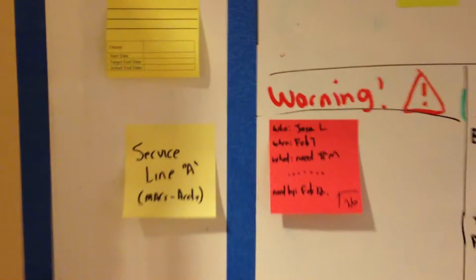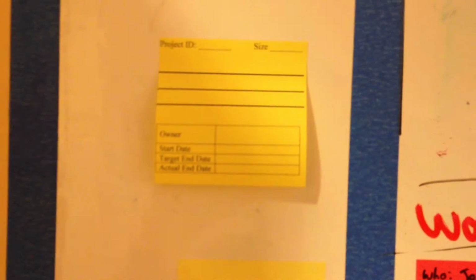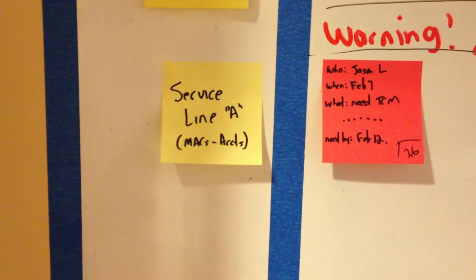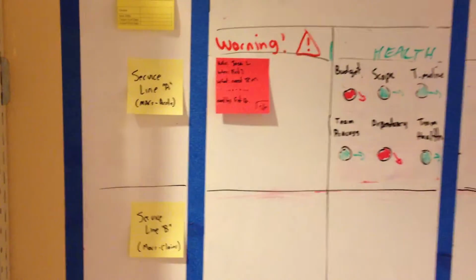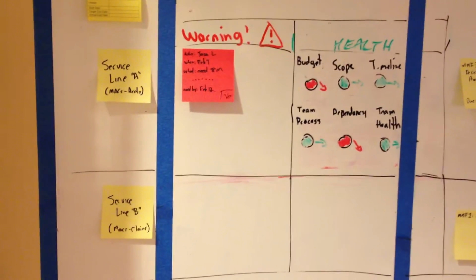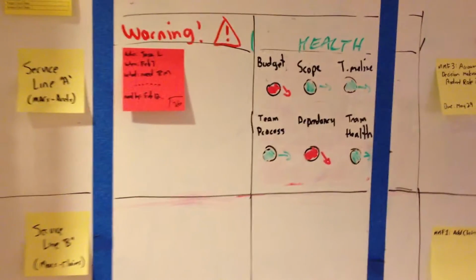So this is an example of what the board may look like. We're going to be using pre-designed tickets to have information about projects. Again, we'll have different service lines on swim lanes. So this is service line A, which is max accounts, and service line B, max for claims. Those names may change. This is just a quick overview.